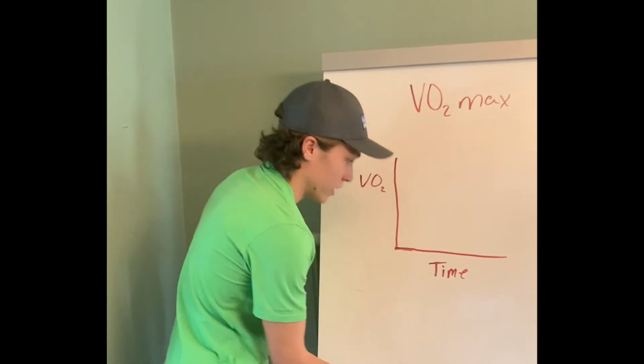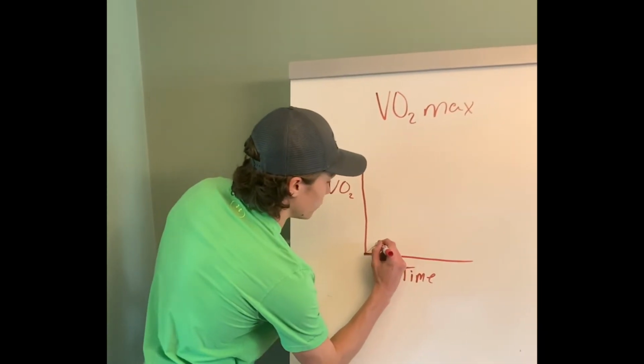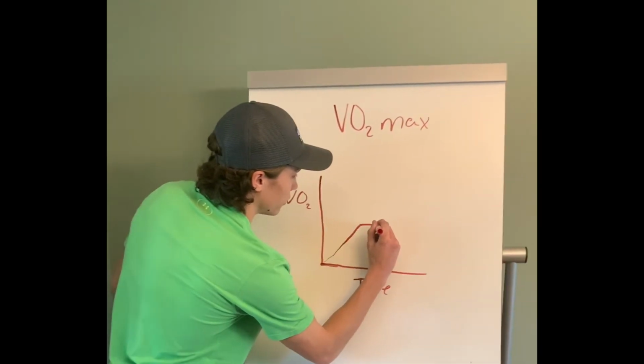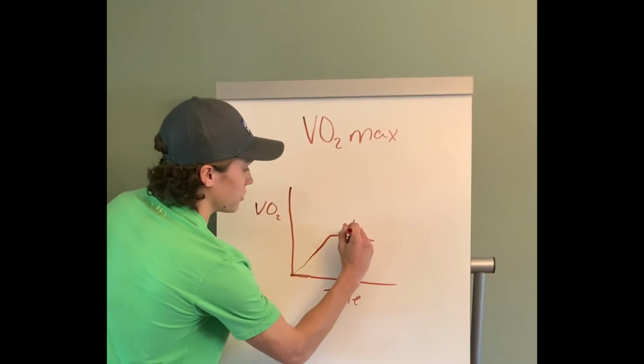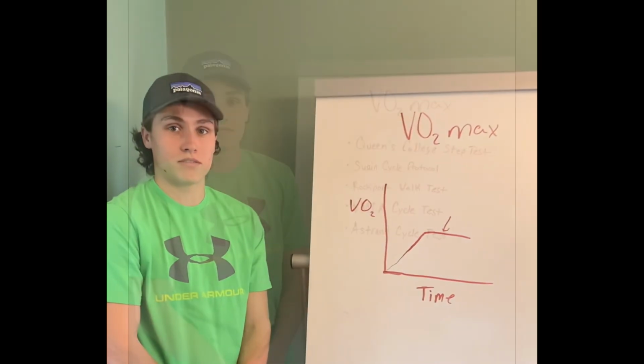And this is what it would look like. So as the test keeps going, VO2 will increase and increase and increase until it hits that plateau, and once it hits that plateau, that is where we find the VO2 max.